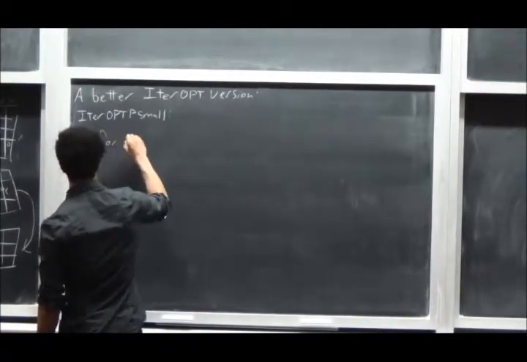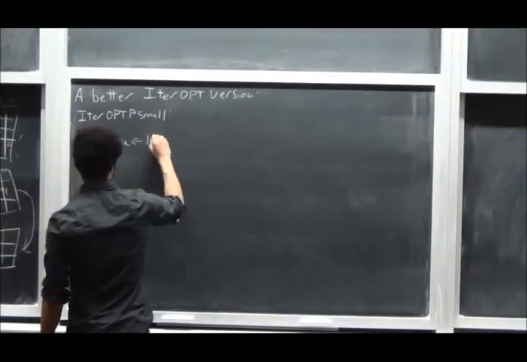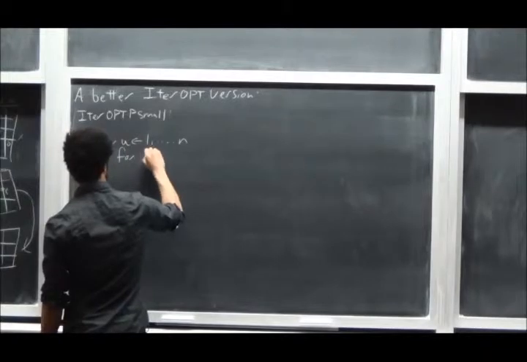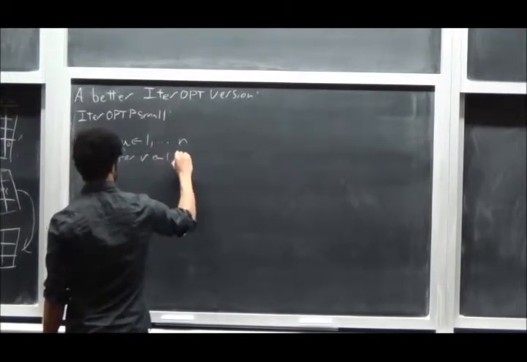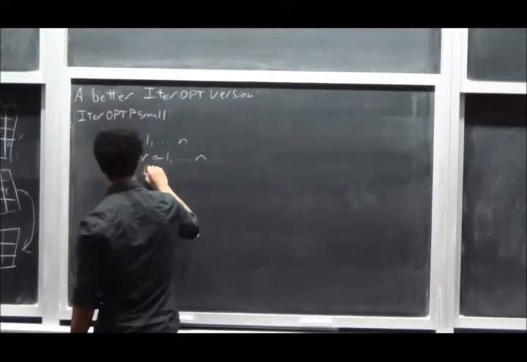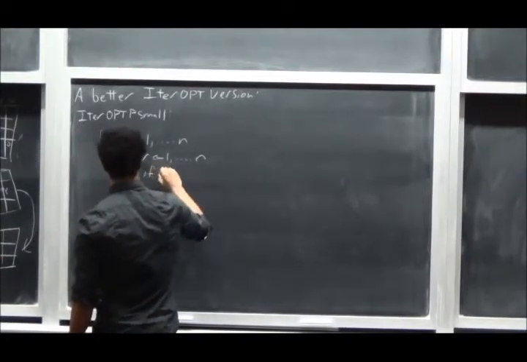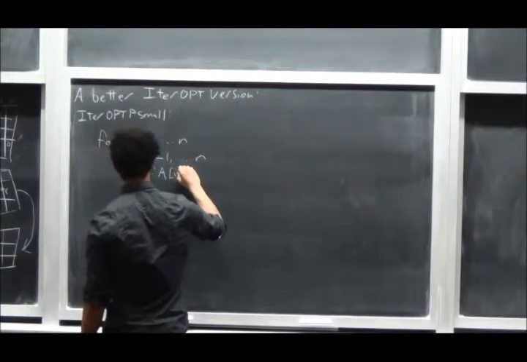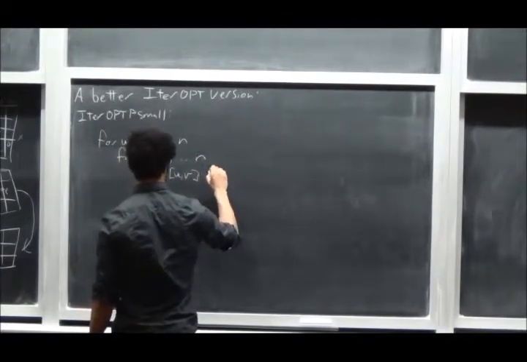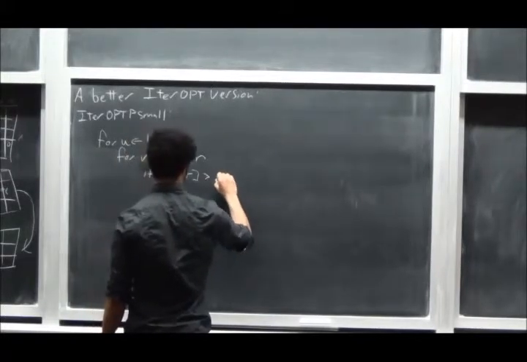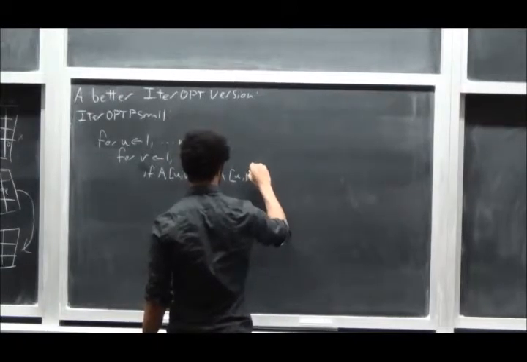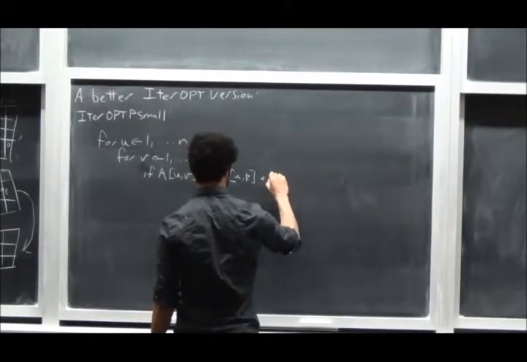You just say for all the u's from 1 to n. All we do is do the same update. So, if it's greater than the current in-between node you're considering.